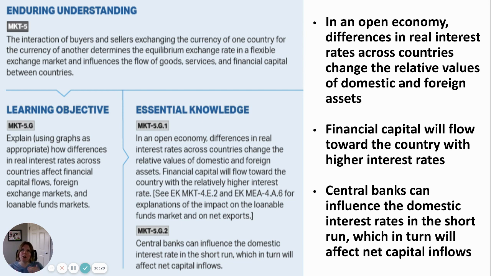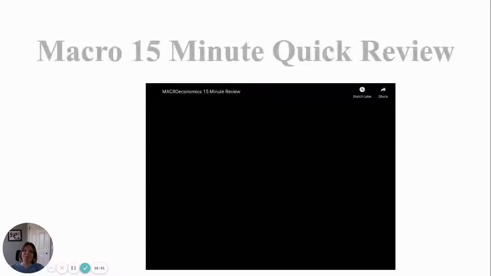And yeah, for a domestic consumer or domestic business, a high interest rate in the country would be bad for us because it would cost us more to borrow money. But for a foreigner, a high interest rate is something they can take advantage of and earn more money off of. So central banks can influence the domestic interest rates in the short run, which in turn can affect net capital inflows, right? The central bank can affect the money supply, and that affects the nominal interest rates.